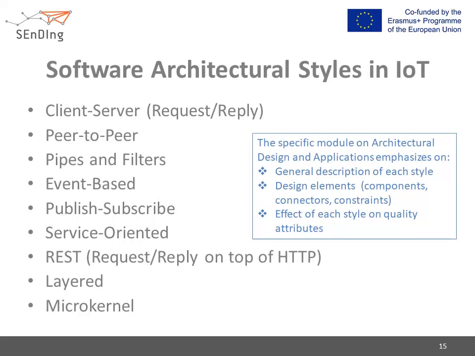IoT systems are designed and developed on the basis of software architectural styles. A software architectural style is a general, reusable solution to a commonly occurring problem in software architecture. The choice of which architectural style to use, based on a given set of quality requirements which should be specified by the system architect, should be the first step in software design.